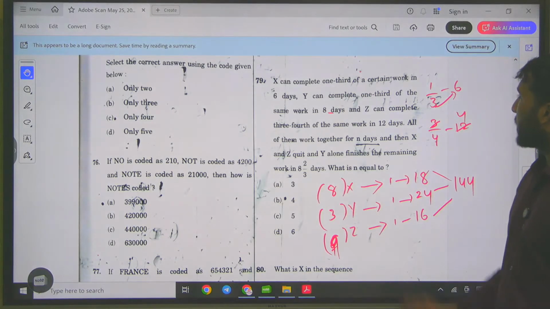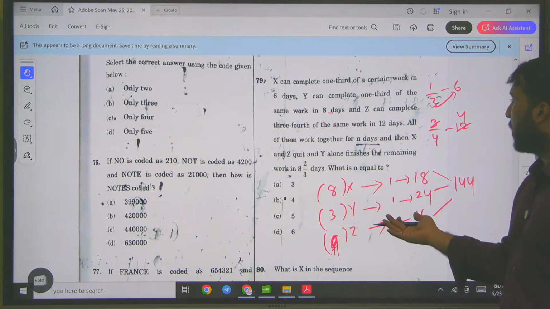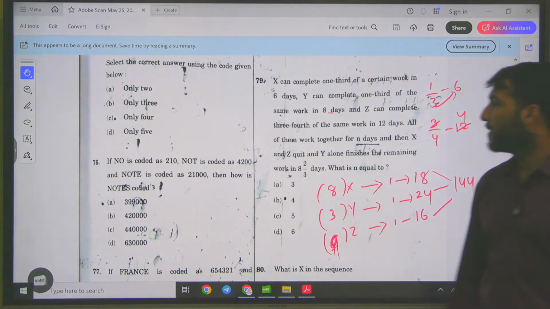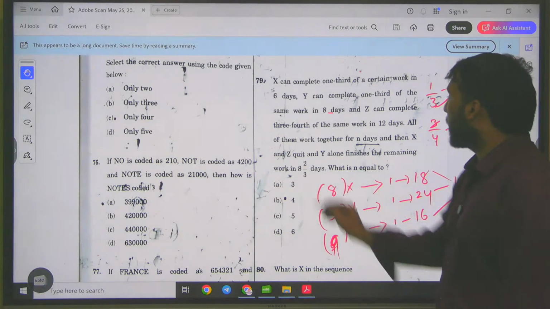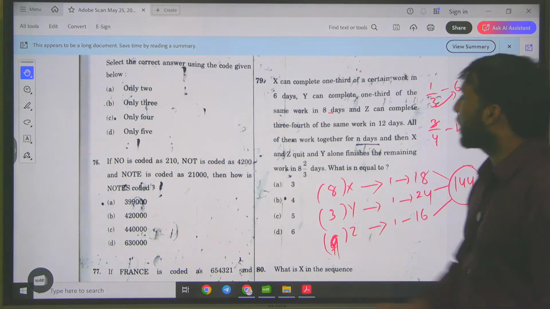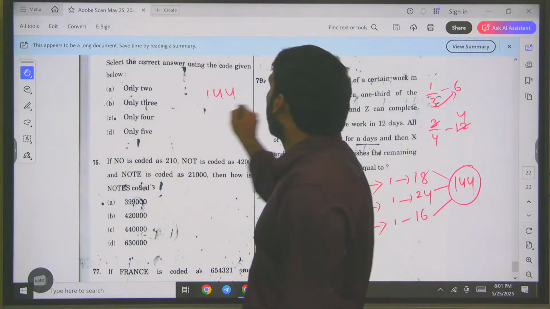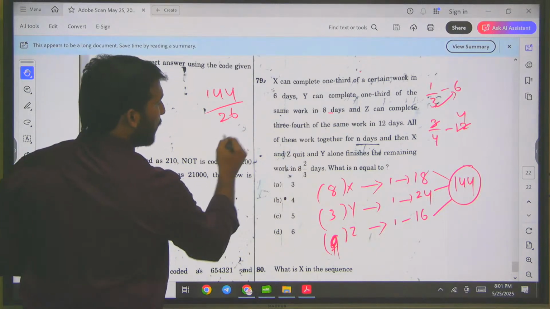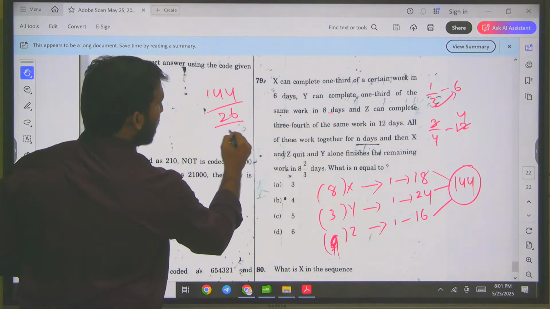Now X, Y, Z initially started the work, but X and Z quit the work, and Y alone finishes the work in 8 2/3 days. 8 2/3 means let's consider from the back. 144 divided by 8 2/3 can be written as 26/3, since 8 threes are 24, plus 2, 26 by 3.